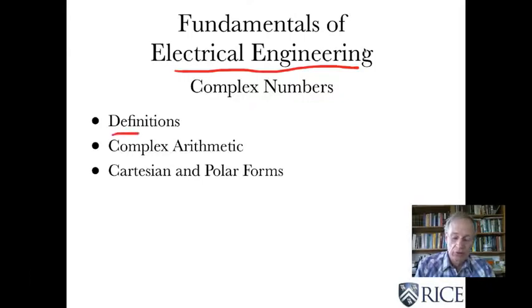So, as always, we're going to define what a complex number is. We'll then learn how to add, subtract, multiply, and divide them. And then we're going to go into the important topic of the two different ways of writing complex numbers. It's called Cartesian and polar forms.